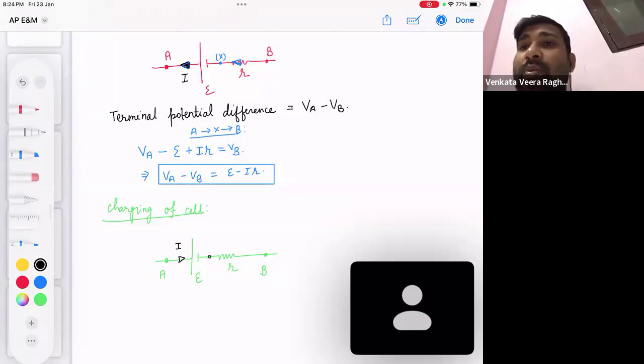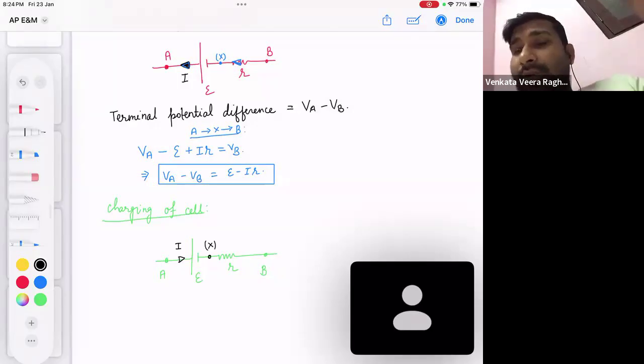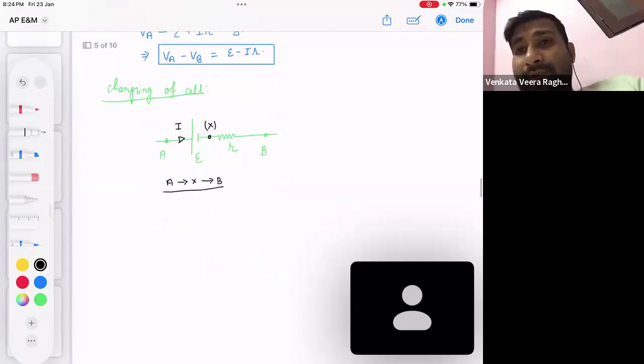Now again, I want to find out the same thing. What is the potential difference between A and B? If I want to find the potential difference between A and B, I will go from A to X, then I will go to B. Let me start with A. So VA, A to X. Look at the terminals of the battery. A is connected to the positive terminal of the battery, X is connected to the negative terminal, that is, high to low potential. High to low potential means minus EMF of the battery.